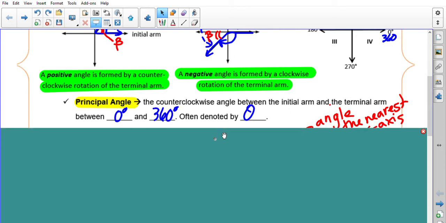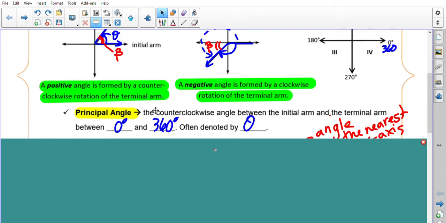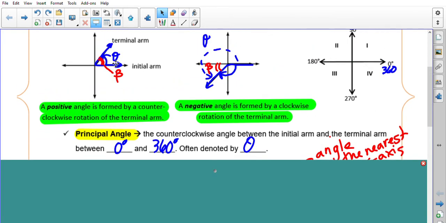All right, definition for what a principal angle is. So a principal angle is the counterclockwise angle between the initial arm and the terminal arm. So that's what I've highlighted here, drawn in blue. We often denote the principal angle by using theta. So theta is always an angle between 0 and 360 degrees, so it's always our positive angle.